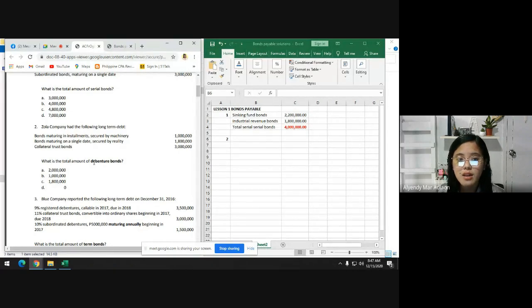Let's see which ones are not secured. First, bonds maturing in installments, secured by machinery. That is a secured bond. Bonds maturing in a single date, secured by realty.